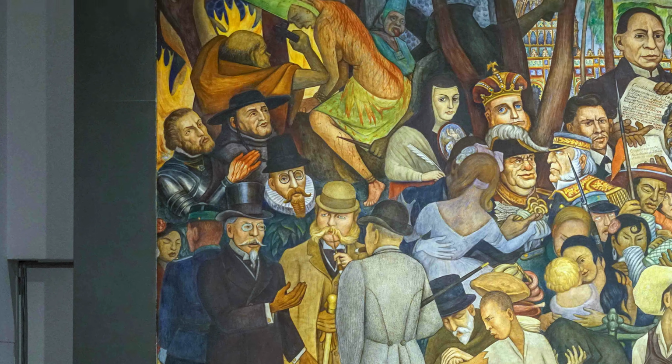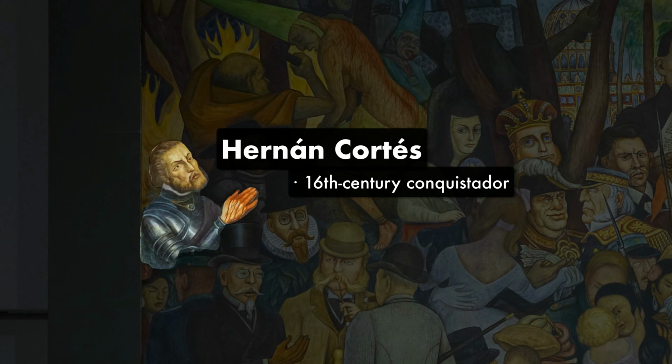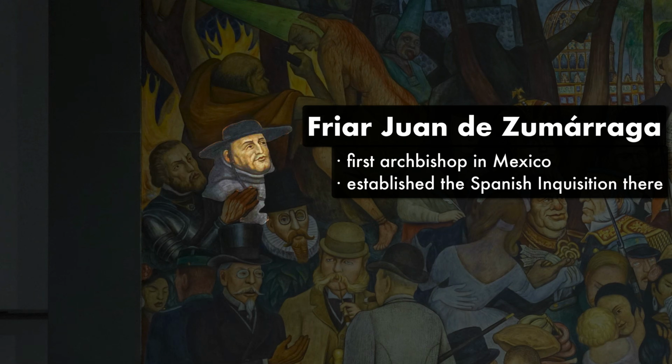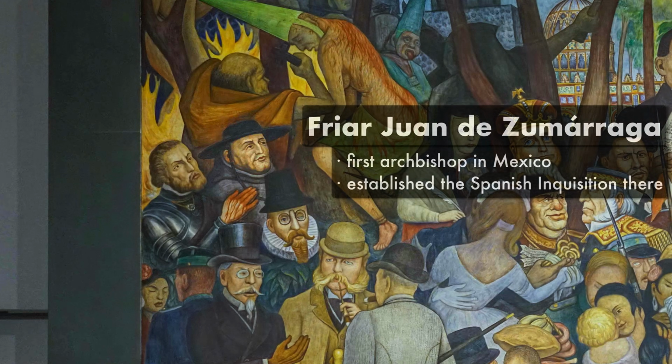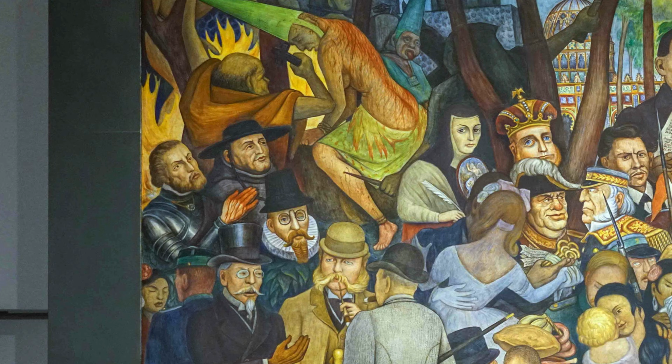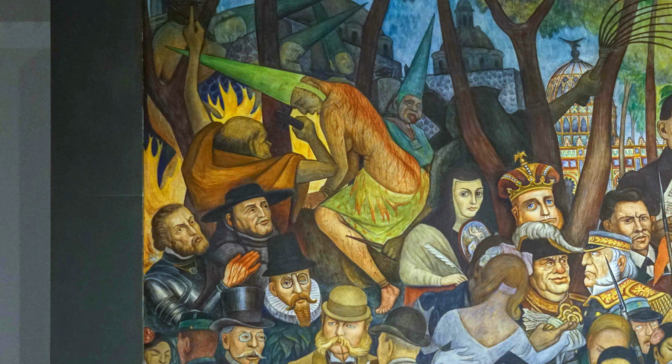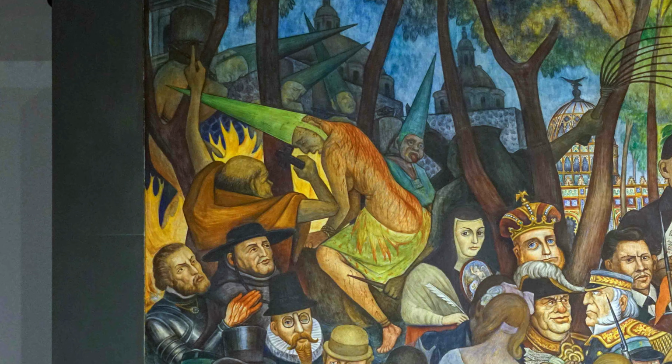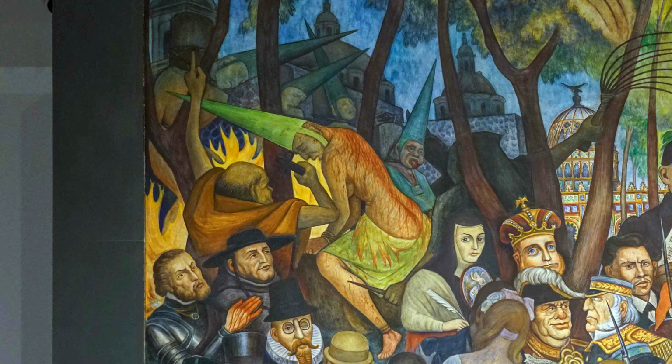Nearby, figures from the colonial period include the Spanish conquistador Hernán Cortés and Friar Juan de Zumárraga, the first Catholic Archbishop of Mexico after the Spanish conquest in 1521, when there was a need to convert millions of people to Christianity. Zumárraga also established the Spanish Inquisition in Mexico to root out heresy, or what was considered contrary to accepted Christian doctrine.